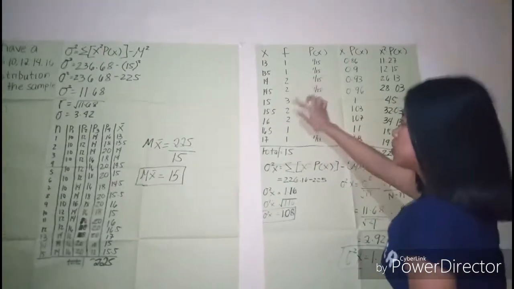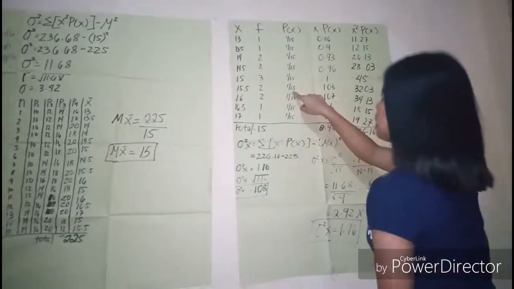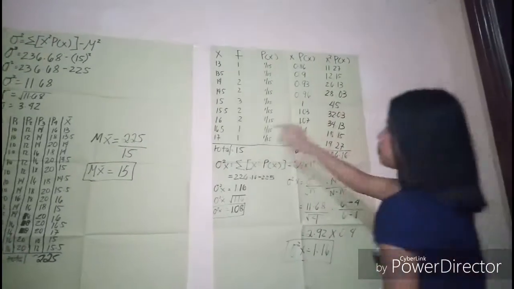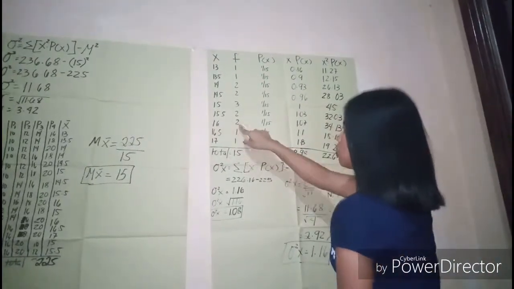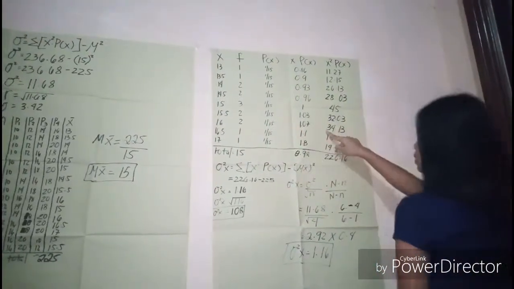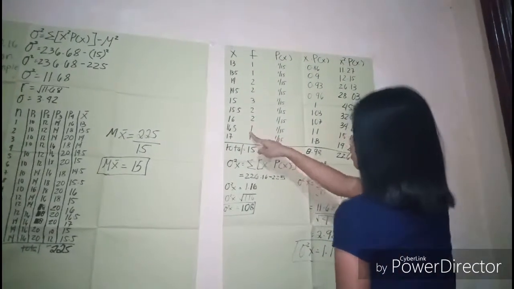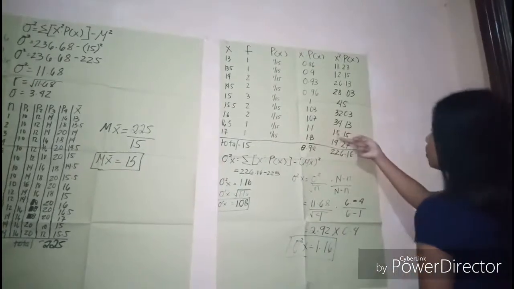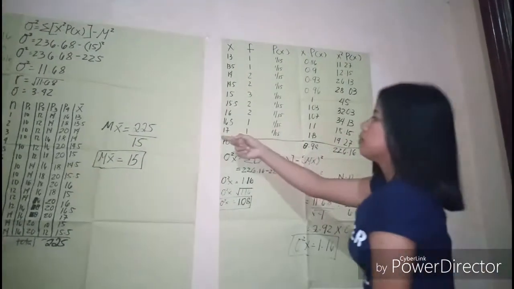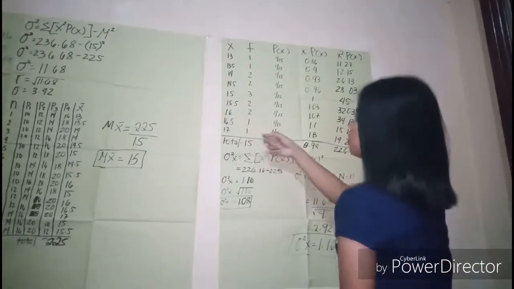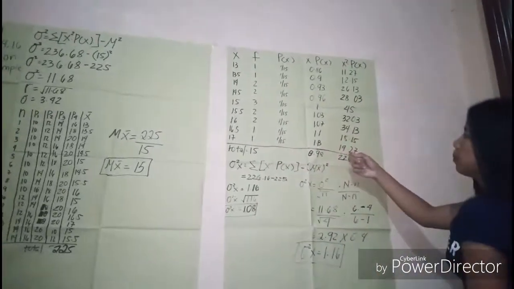15.5 squared times 2 divided by 15 is 32.3. 16 squared times 2 divided by 15 is 35.13. 16.5 squared times 1 divided by 15 is equals to 18.15. 17 squared times 1 divided by 15 is 19.23.